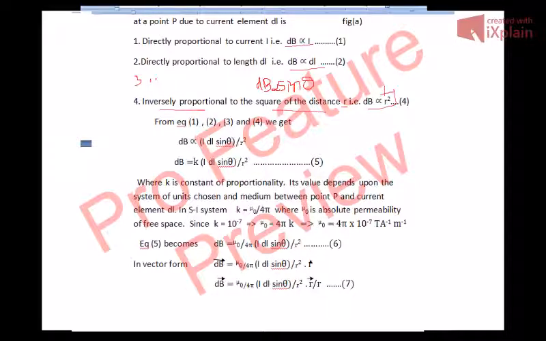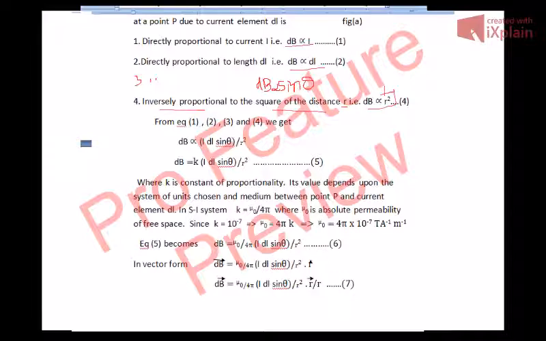So when we combine these equations, sine of theta means angle theta. Theta is the angle between dl and r. You can see from the figure where it is given. So the magnitude of magnetic field dB is directly proportional to the sine of angle theta.